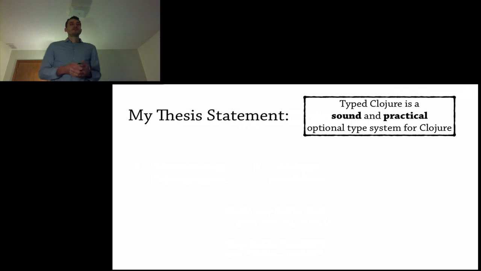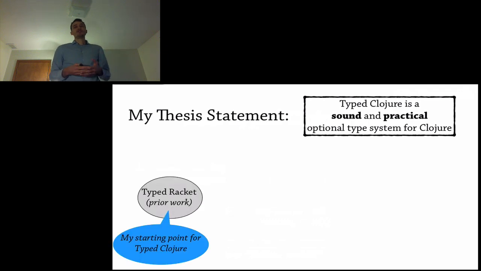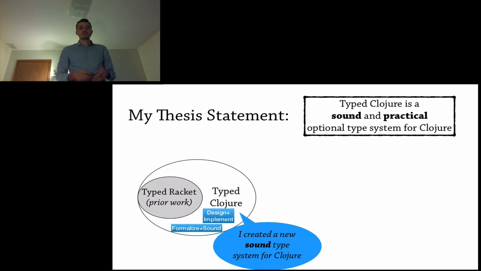My thesis statement is that Typed Clojure is a sound and practical optional type system for Clojure. Now, I started building Typed Clojure on top of some design ideas of Typed Racket. I identified that Typed Racket had a meaningful subset of features that you might want in a Clojure type system. So I created a new type system based on Typed Racket with specific features to type-check Clojure, and I present the design and implementation of that type system called Typed Clojure, and then formalize it and prove it sound.